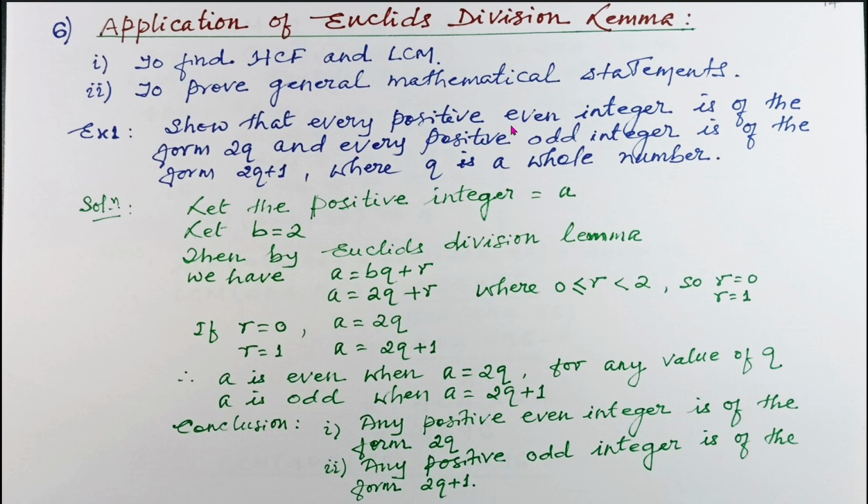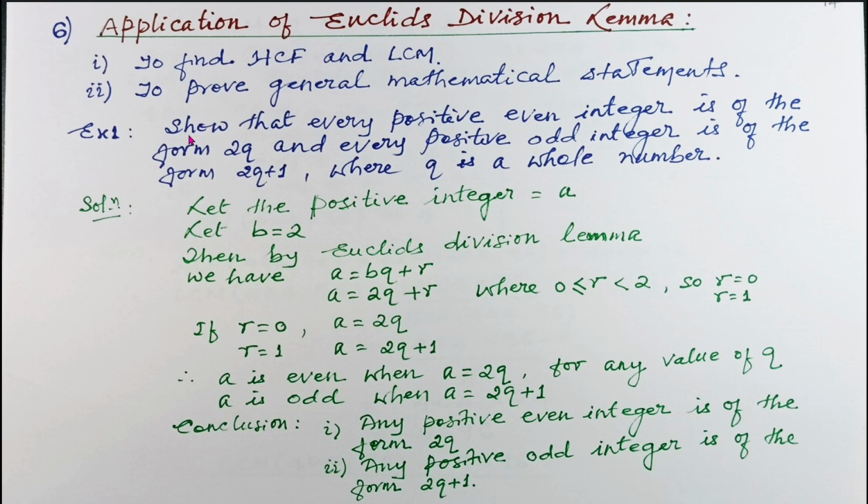Show that every positive even integer is of the form 2q and every positive odd integer is of the form 2q plus 1, where q is a whole number. Again I'll repeat: show that every positive even integer is of the form 2q and every positive odd integer is of the form 2q plus 1, where q is a whole number. The meaning is we have to show that every even number is of the form 2q and every odd number is of the form 2q plus 1, where q is a whole number.